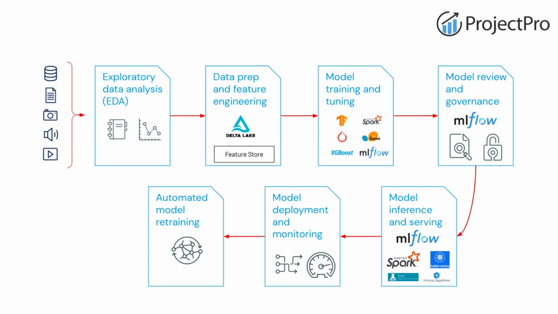And next is model inference and serving. And next is model monitoring for data degradations and drifts. And the next is automated model retraining. So these are the steps we use to build a complete MLOps project. And these are the components that are really required in any MLOps project.